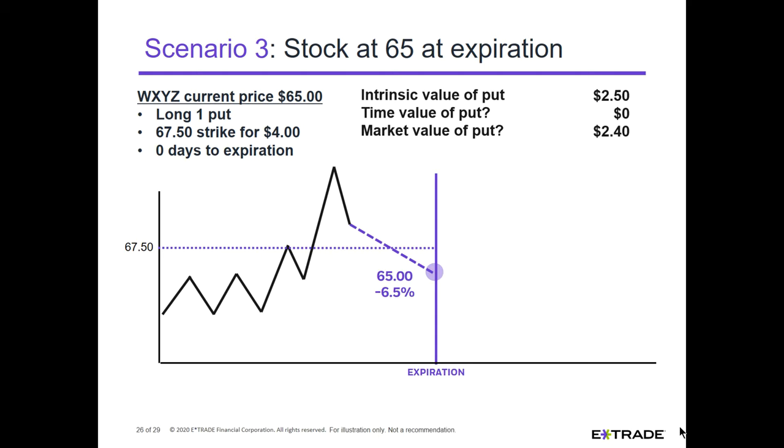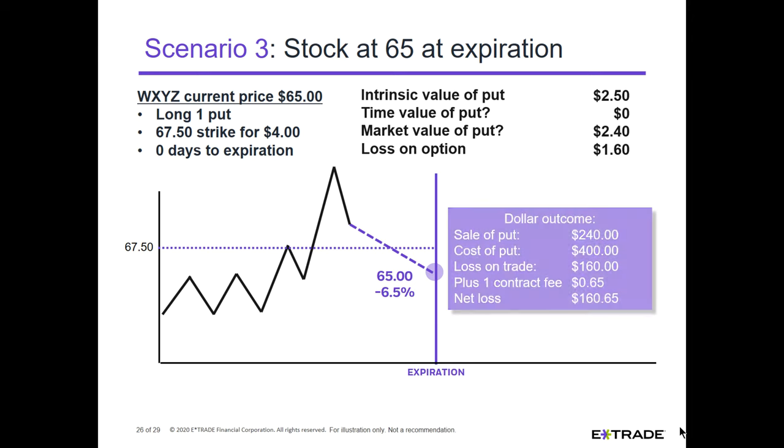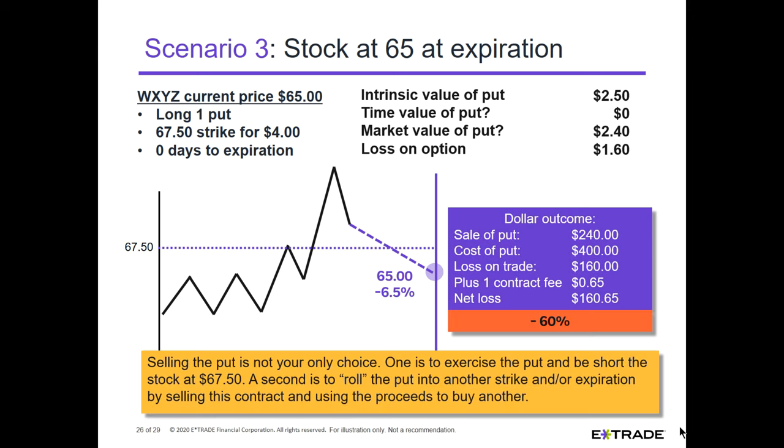Why would the market maker be doing that? Well, the market maker is able to immediately buy from you at $2.40, exercise the option, and sell the stock and capture that 10 cents of intrinsic value that you're giving up by being willing to sell instead of exercising the option yourself. Because it is important to remember that it's not your only choice. Yes, you're down on the trade. Selling the put is not your only choice.